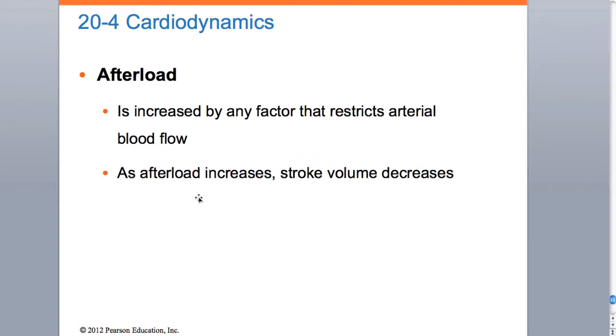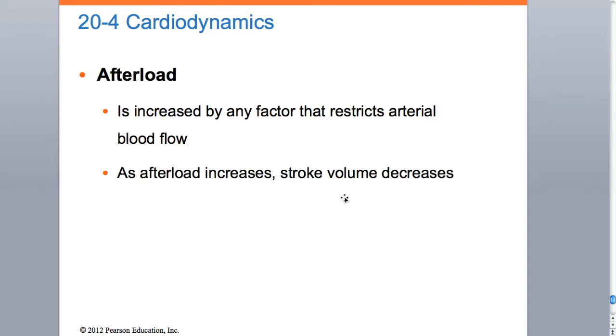Afterload. This is something I said that is a bad thing. As afterload increases, stroke volume decreases. That's your McDonald's example. If more and more people inside the restaurant are pushing on that door, what's going to happen? You, being the stroke volume, you're not going to be able to do what? Go into that restaurant. Right? So less of you will go into that restaurant if more is on that other side pushing the doorway closed. So the higher the afterload, the less the stroke volume.